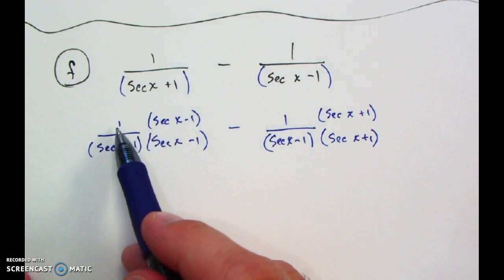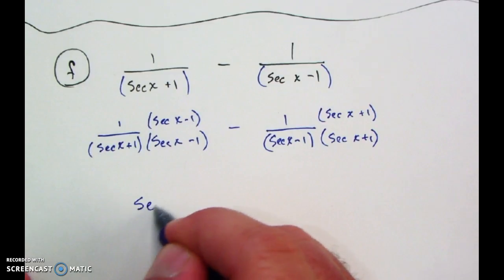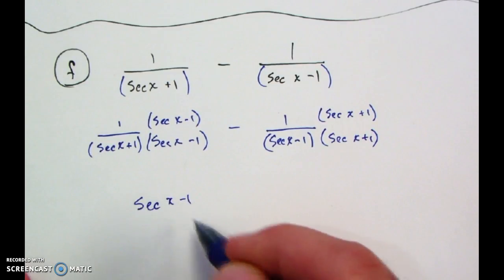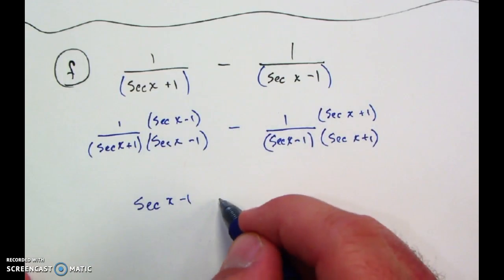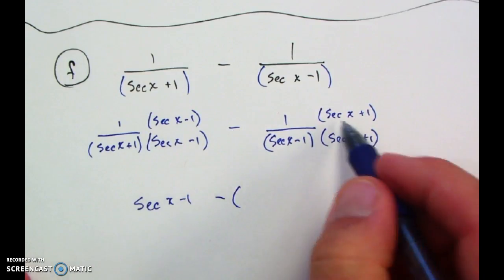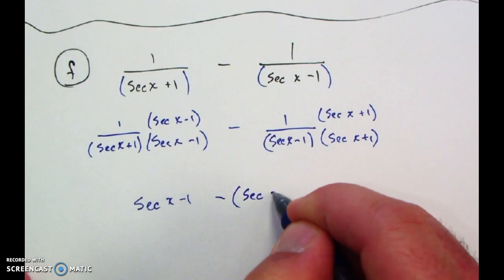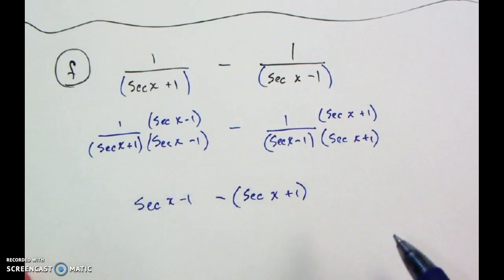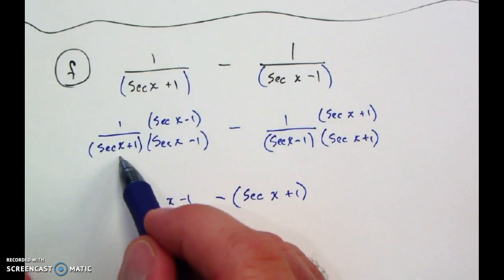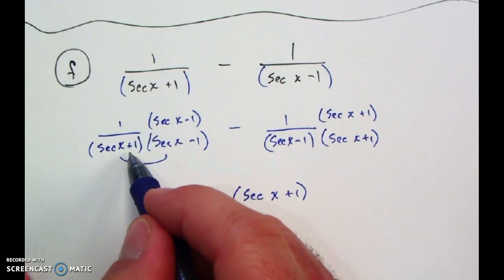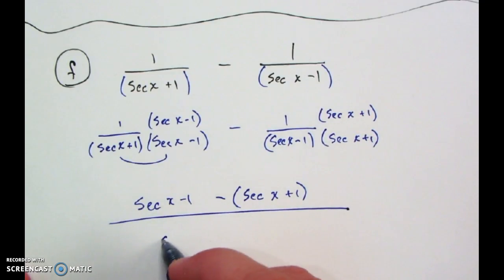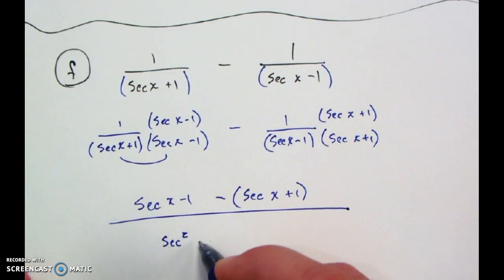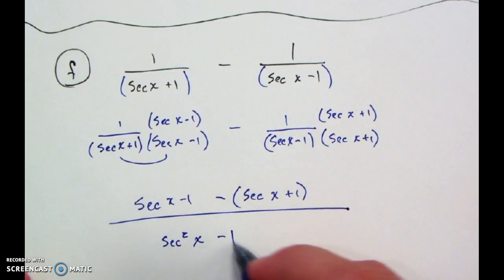So then on top here, it's 1 times the quantity, we end up with a secant of x minus 1. And here we're going to have a negative 1 times that quantity, so we're subtracting the quantity of secant of x plus 1 on this side. And then as far as our denominator goes, if you'll notice, we have a minus 1 and a plus 1. So that's going to turn that into secant squared of x minus 1. It would be difference of squares.